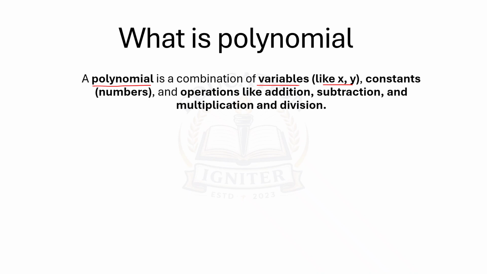Okay, so let's suppose x, and here I'm supposing x and y. Now a constant, like we can say 5, here we can say 6. Okay, and the operations like multiplication, addition, subtraction, division. So all these operations. Now this is our polynomial.